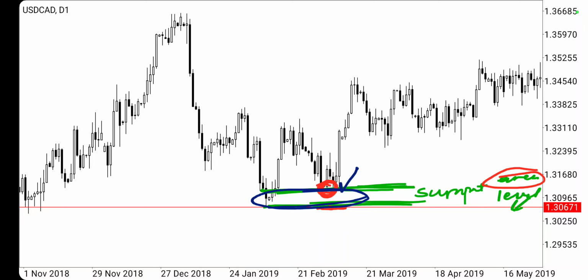So I'll make a separate video, because I don't want this one to be too long. I'll make a separate video showing you how to accurately draw the support and resistance area, not the level. I mean the area, because for the level you just put it there at the tip where it turned. I think it will be the next video after this one, on how to draw an area.